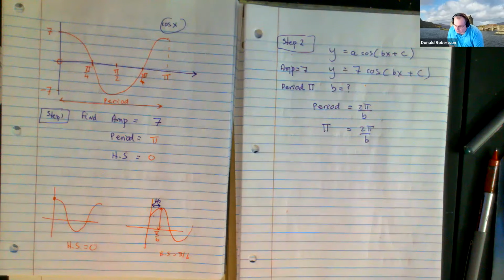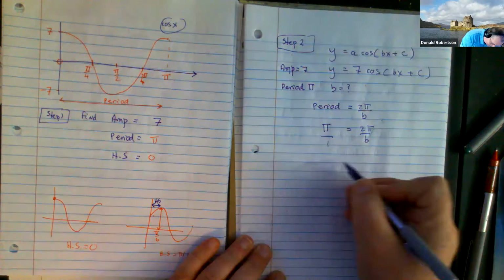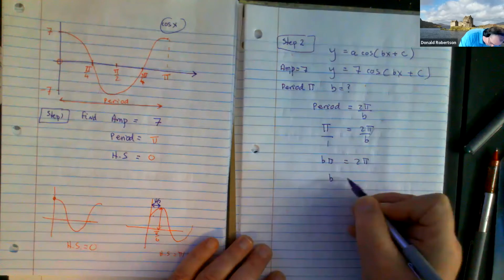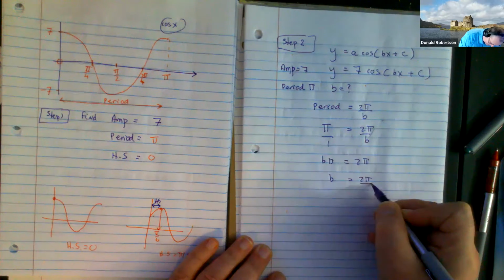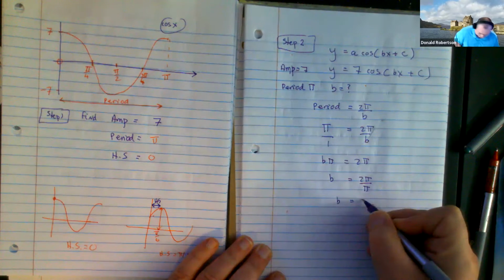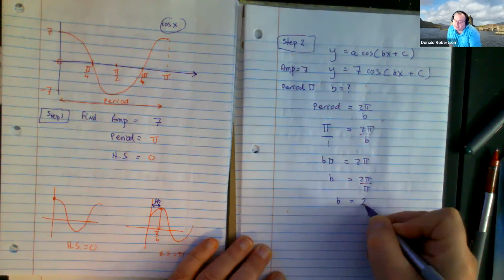But let's suppose it's a really ugly number, like 7/9, something you couldn't do in your head. Do a little cross multiply. B times pi is 2 pi. Divide both sides by pi. And you now get b. Do you see where that came from?